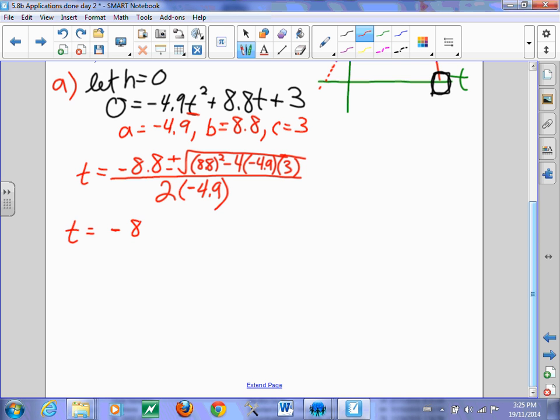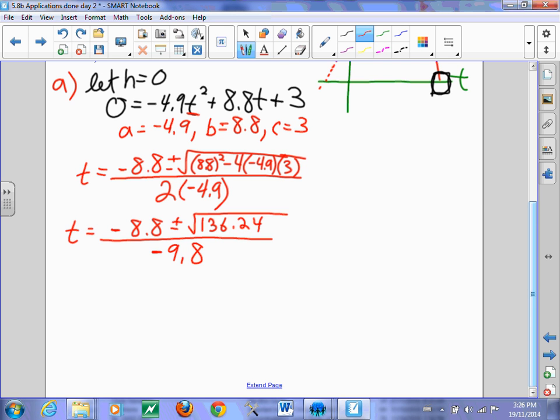So let's simplify inside the square root. Plug it in your calculator, and you should get altogether 136.24. And taking a look at the denominator, you should get negative 9.8.